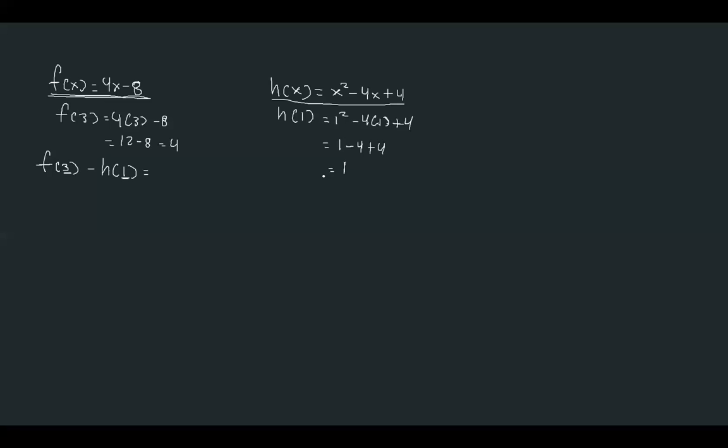So that's it. So now what we're going to do here is substitute. So f of 3 is what? F of 3 is 4, right? So this is 4 minus h of 1. Your h of 1 here is positive 1. So 4 minus 1 is 3. That's it. See, it's actually more convenient, in my opinion, to do that.